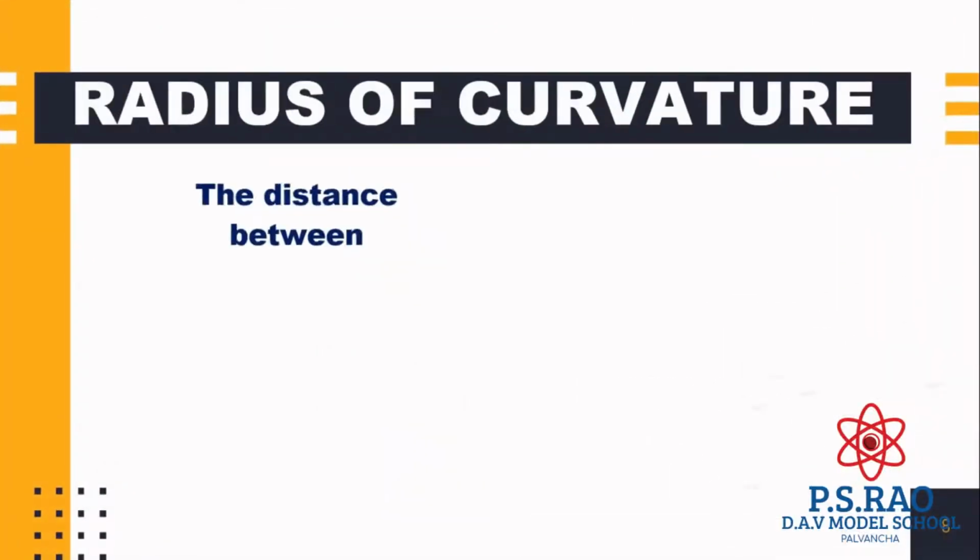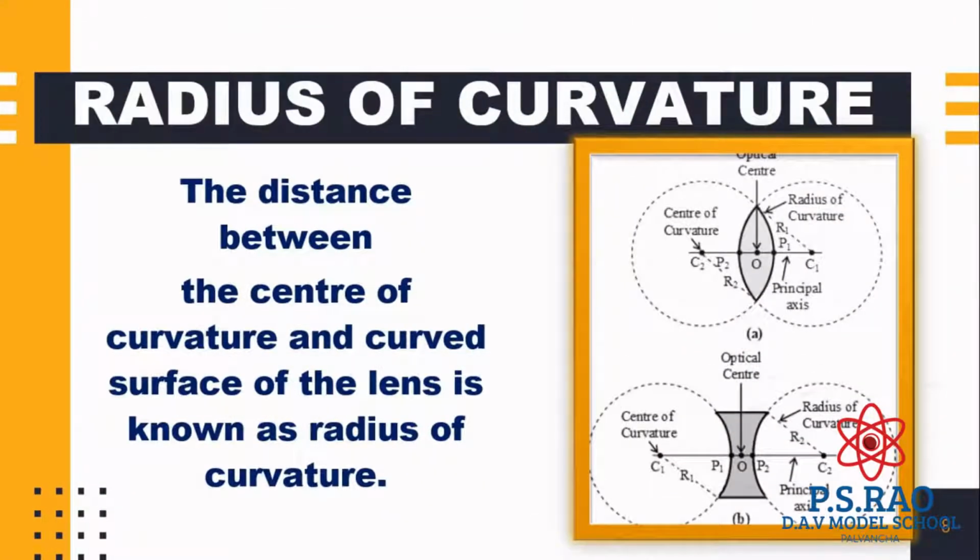Next, radius of curvature. The distance between the center of curvature and the curved surface of the lens is known as radius of curvature.